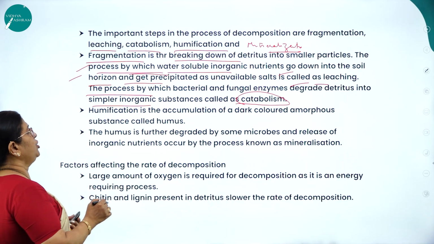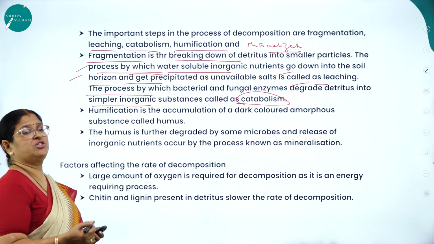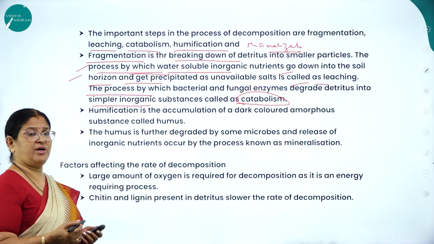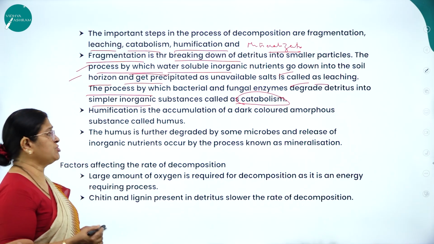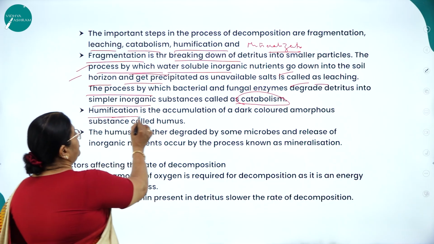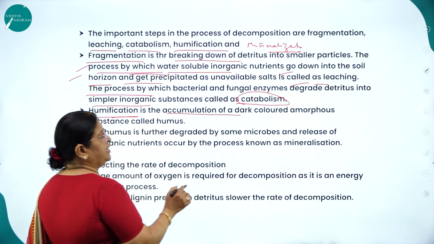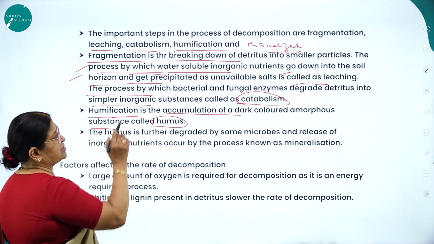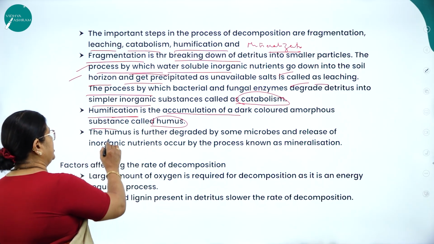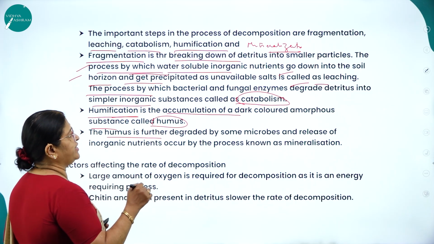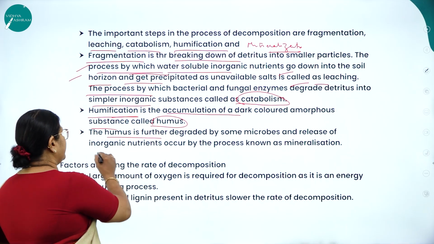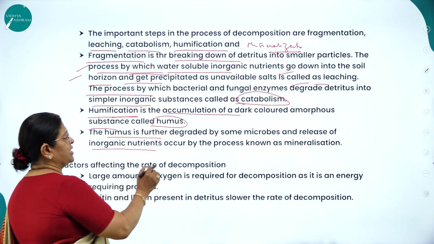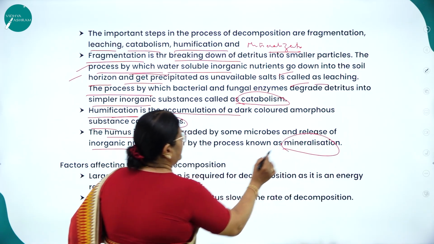Next is called humification. Humus, we usually call the black amorphous soil, the fertile soil, as humus. What is humification? Humification is the accumulation of a dark colored amorphous substance called humus. The last but one step is mineralization. The humus is further degraded by some microbes and release of inorganic nutrients occurs by the process called mineralization.